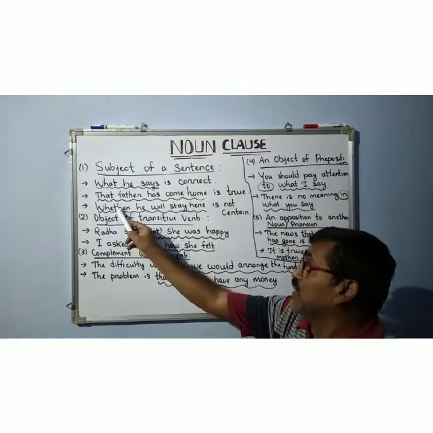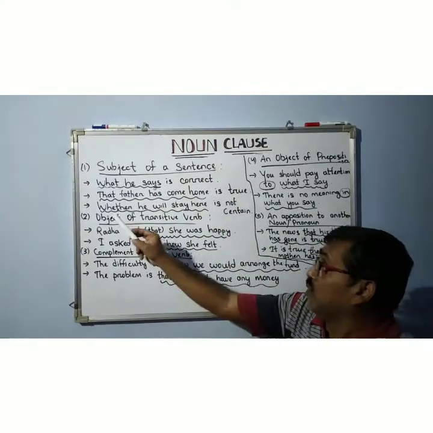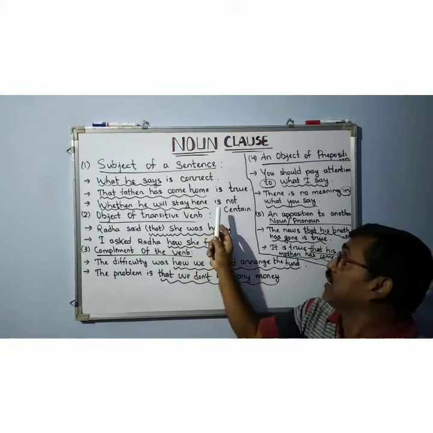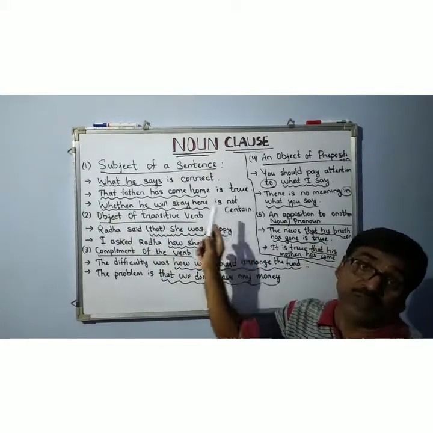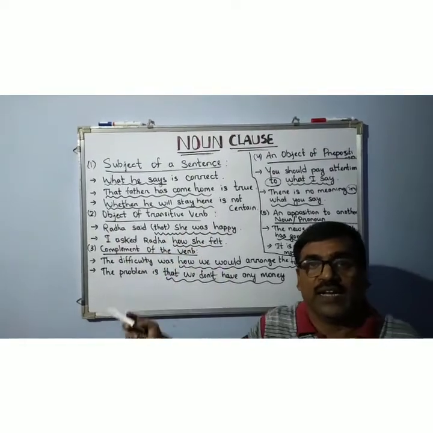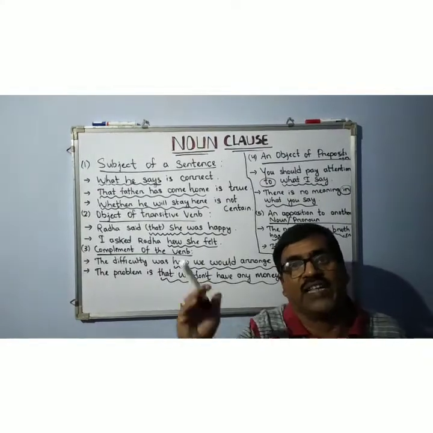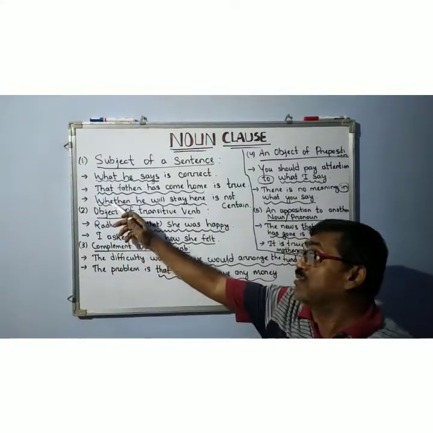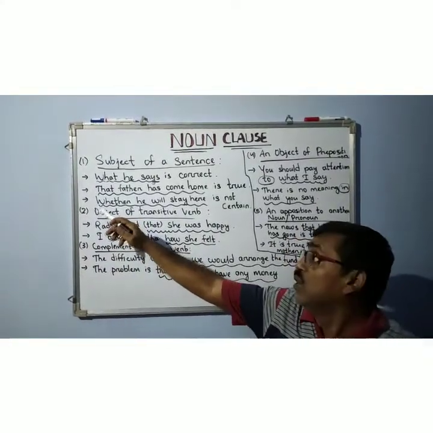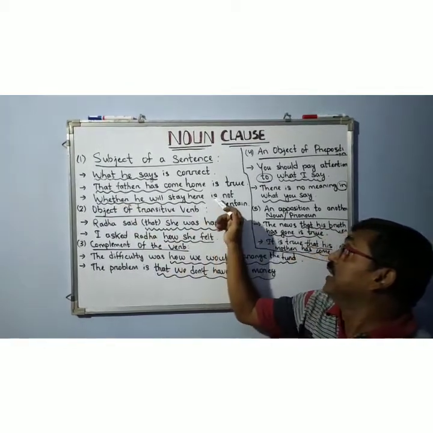Third one is whether he will stay here is not certain. Whether he will stay here is the noun clause because it starts with a double H word. I told you that a noun clause always starts with a double H word or a that word. So this example starts with a double H word. Whether he will stay here is a noun clause. Is not certain.